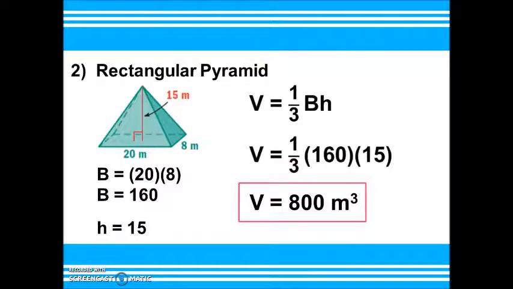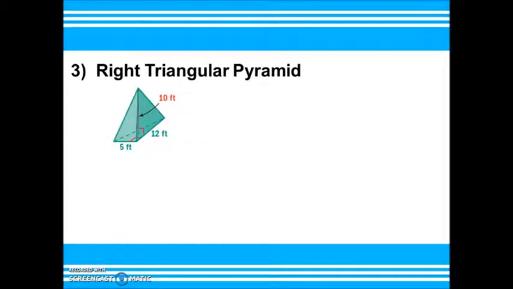All right, let's try another one here. This time we're going to look at a right triangular pyramid. So this time the base shape is a right triangle. And so when we think about finding the area of a triangle, we know we want to do 1/2 the base times the height. And we know that the base and the height have to meet at a right angle.